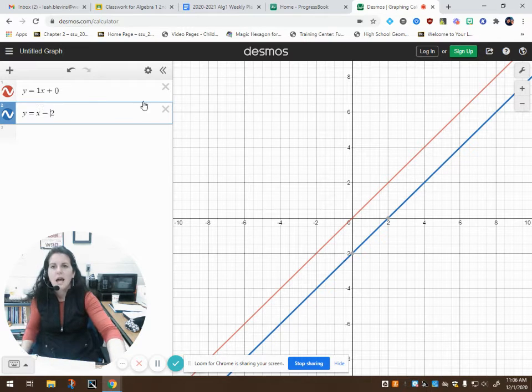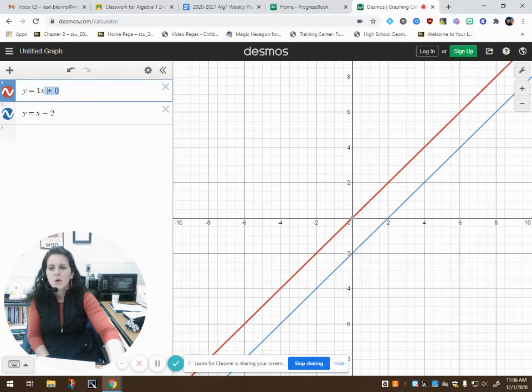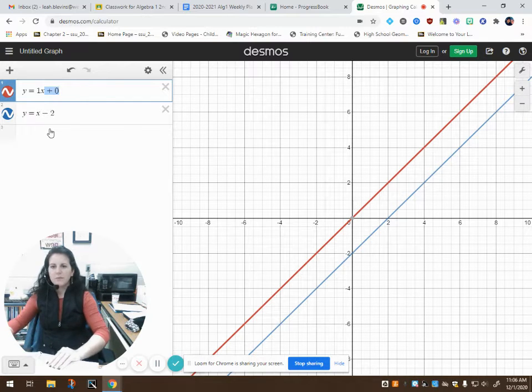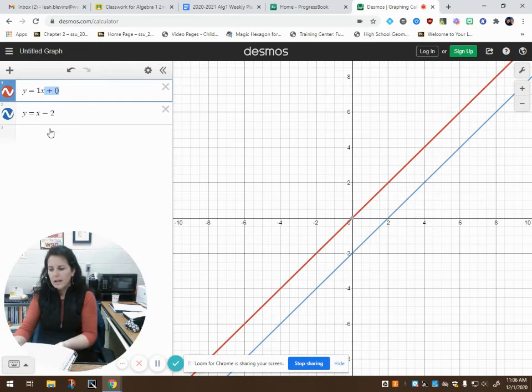So again, how do we do a vertical translation? We do it by changing the y-intercept. That moves my graph either up or down.